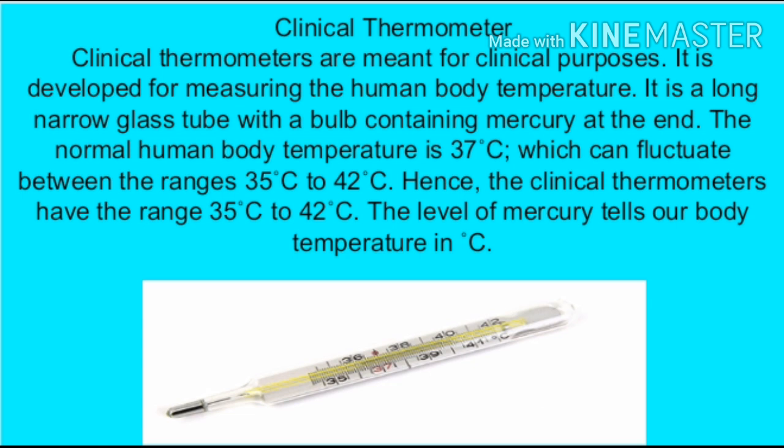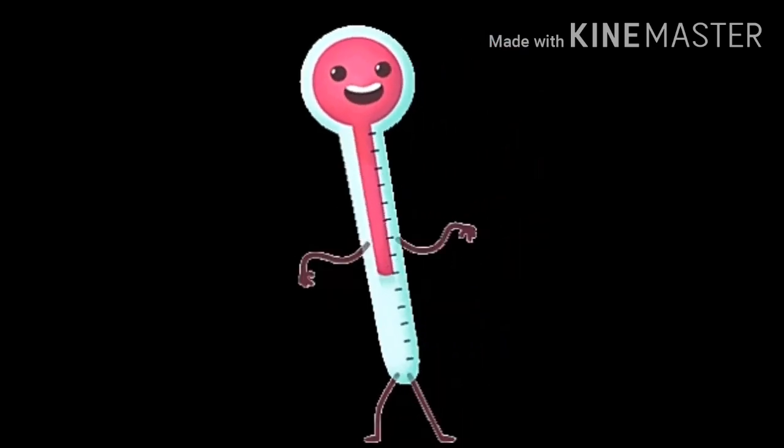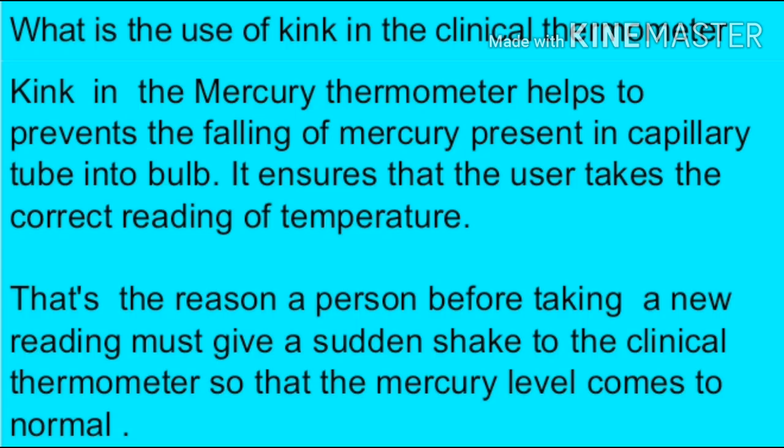If a person has fever, the temperature goes up. However, it never goes above 42 degrees Celsius or below 35 degrees Celsius. So the range of the clinical thermometer is from 35 degrees Celsius to 42 degrees Celsius, or 94 degrees Fahrenheit to 108 degrees Fahrenheit. What is the use of the kink in the clinical thermometer?